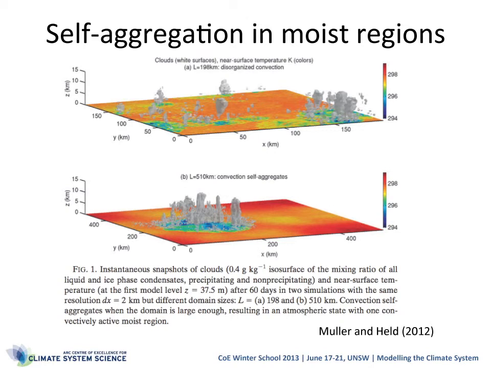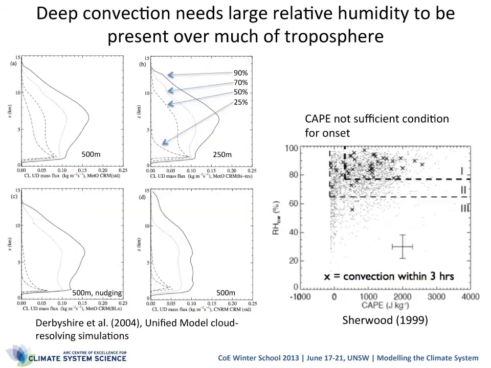This is another model that shows some behavior of convection that tends to self-aggregate in moist patches or moist regions. They ran simulations over large domains, and they found that over a certain size of the domain, convection tends to self-aggregate or conglomerate into moist regions. They found some sensitivity to resolution, but they do offer a reason why deep convection tends to self-aggregate in moist regions.